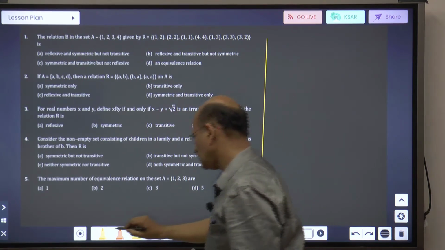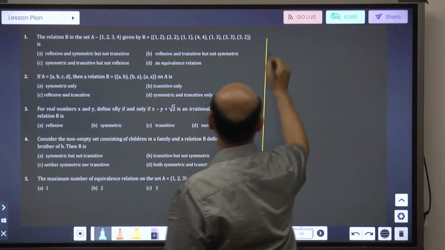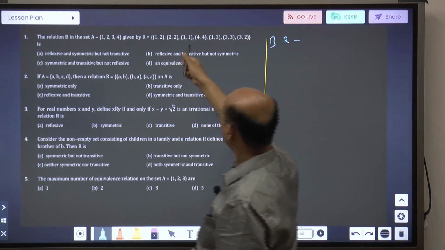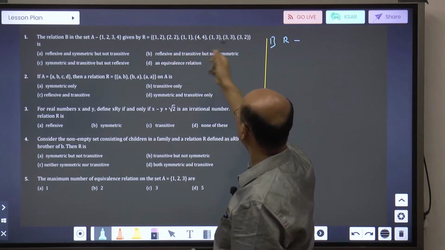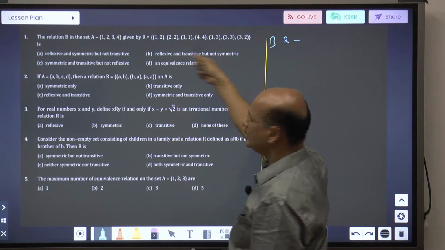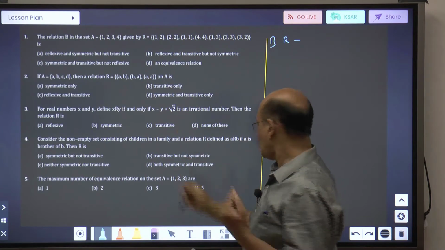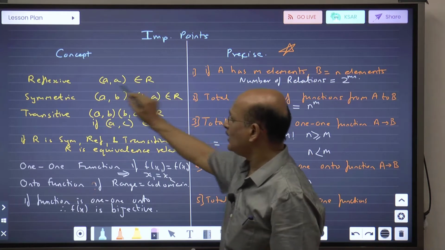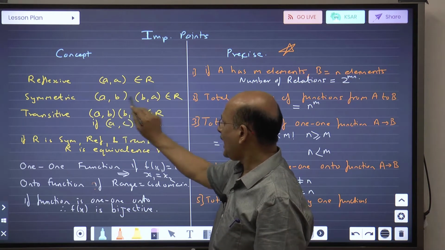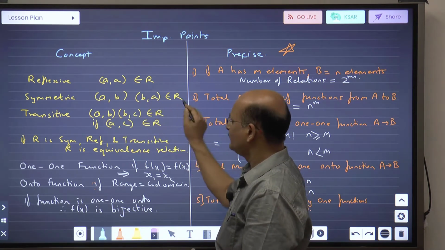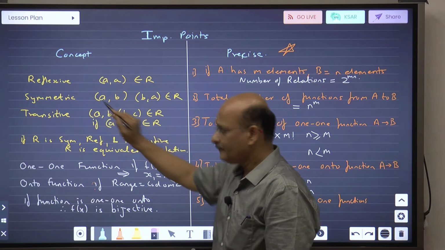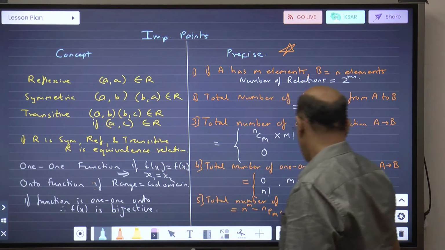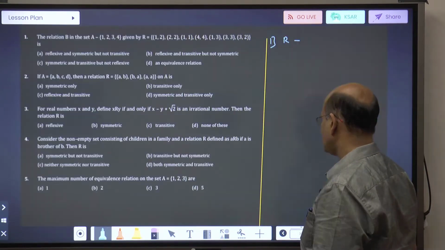I am talking about the first question there. Let us talk about the first one, the reflexive part. Now, if you see here, 1, 1 is there, 2, 2 is there, 3, 3 is there, 4, 4 is there. So, in this relation, if you remember the concept, if AA belongs to R, then it is reflexive. If AB and its reverse both belong to R, it is symmetric. If AB, BC belong to R, then AC also belongs to R, it is transitive. So, guys, based on this, let us see how to work it out.